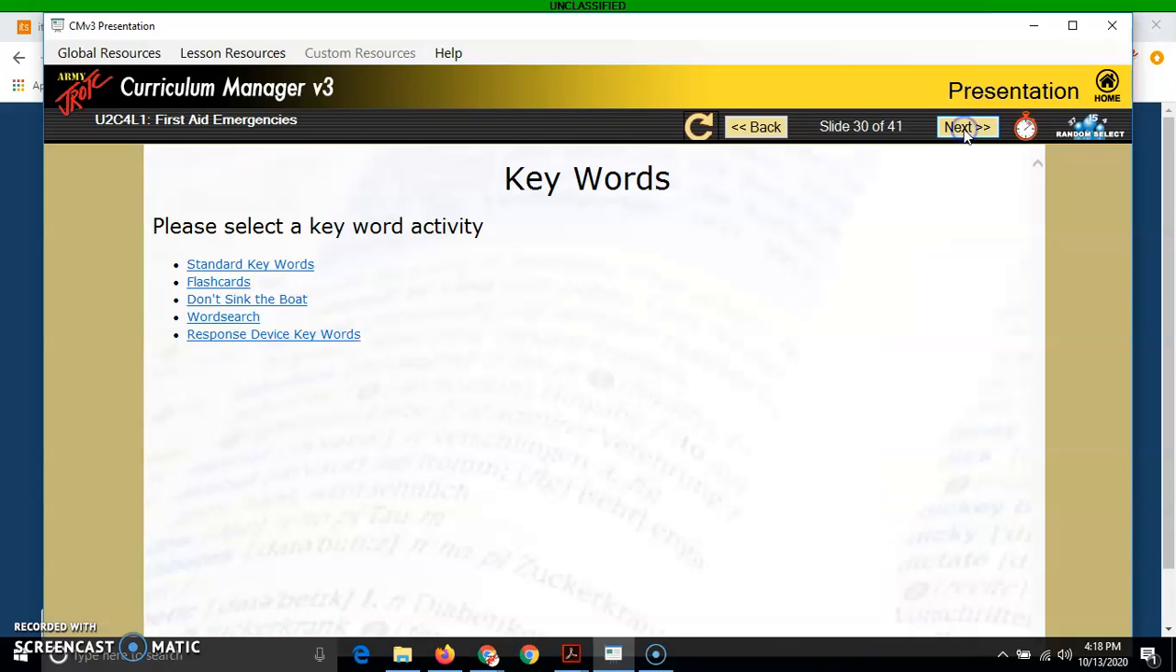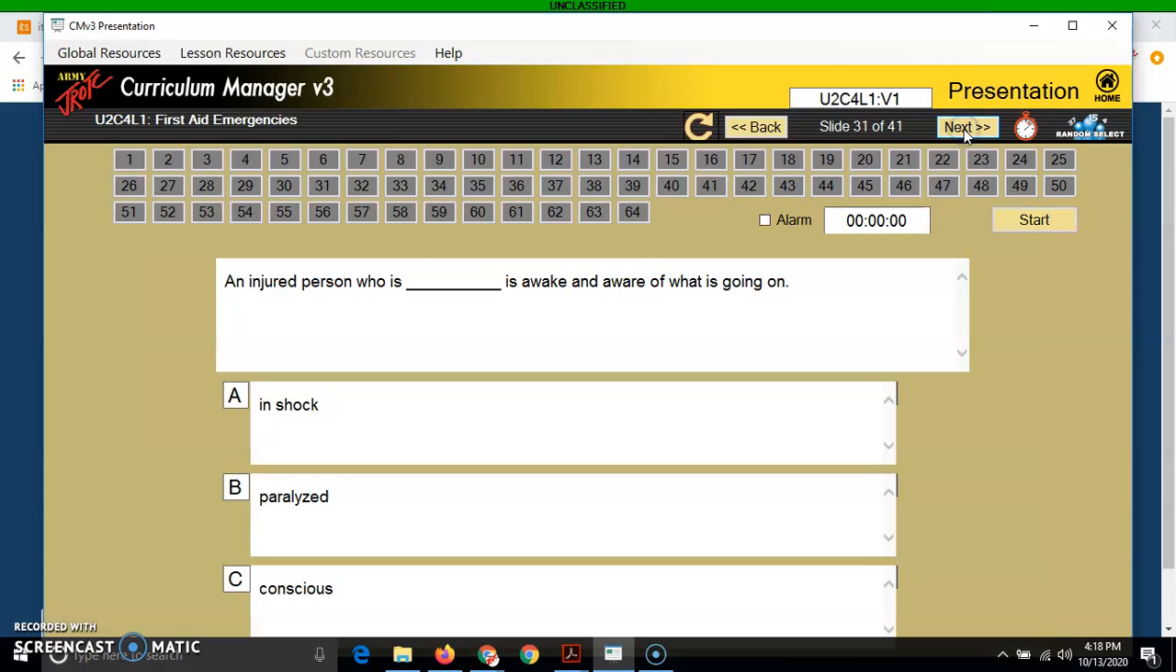Okay, we won't be doing that. We'll go through some of the questions to wrap things up. That'll be on the quiz. An injured person who is blank is awake and aware of what's going on. Is that in shock, paralyzed, or conscious? The answer to that is conscious. That is a person who's awake and aware.